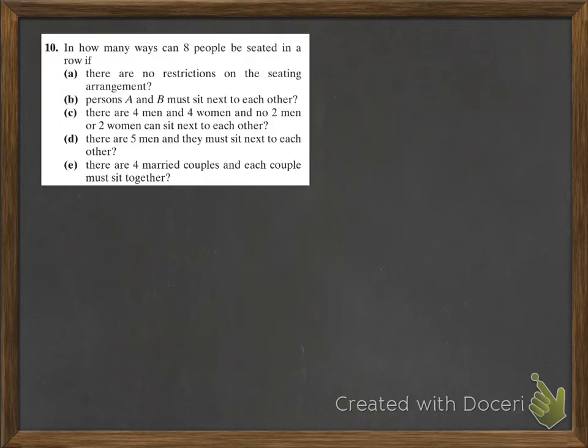Okay, let's move over to 10, which has got some differences, and let's see if we can tackle those. All right, so we start with 8 people that can be seated in a row. Well, in the first part, we have no restrictions, and we assume these 8 people are distinguishable. Then this is just the same thing as arranging 8 distinguishable letters. So hopefully, as we practice these countings, you start to recognize that we are seeing the same problem over and over and over. All right, so now B, persons A and B must sit next to each other.